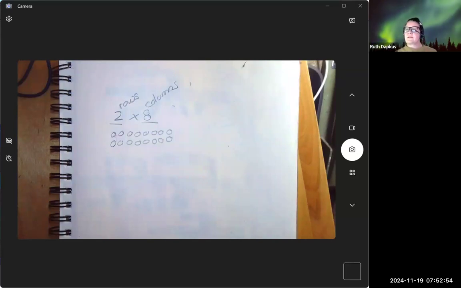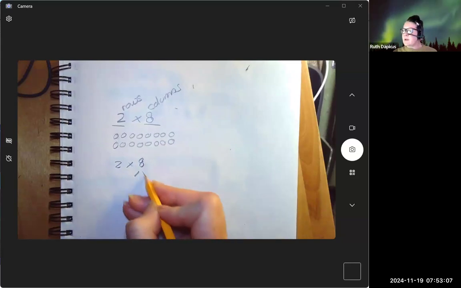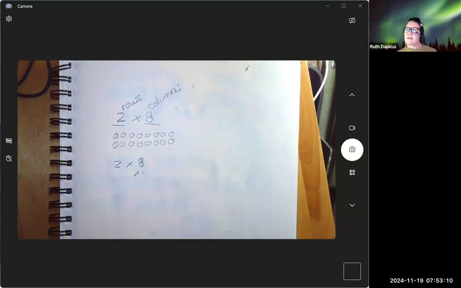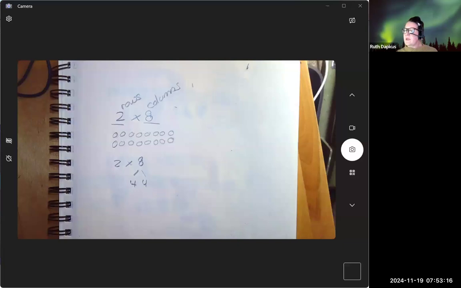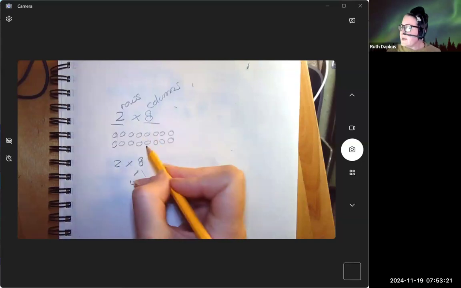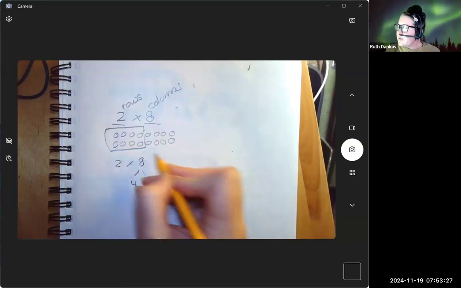So 2 rows of 8s, there's 8 in each row, so 2 times 8, we can still break that apart because we have the 8. So let's just look at that 2 times 8 part. Okay, 8 can be broken down into what pieces? Oh, well, 4 and 4 make 8, right? So we could draw two arrays. We could draw boxes around this and make, well, this is one array, a 2 by 4 array, and this is another array. Now we have 2 smaller arrays that we can use to solve the problem.